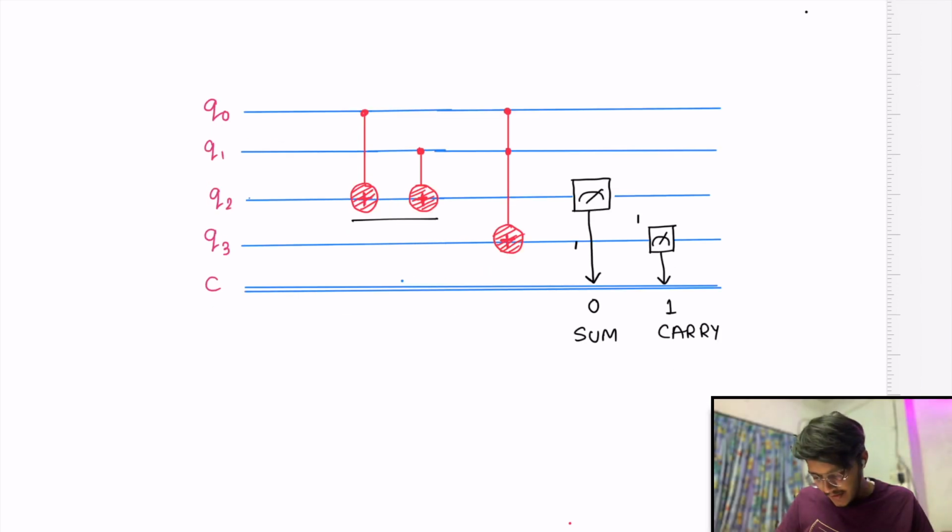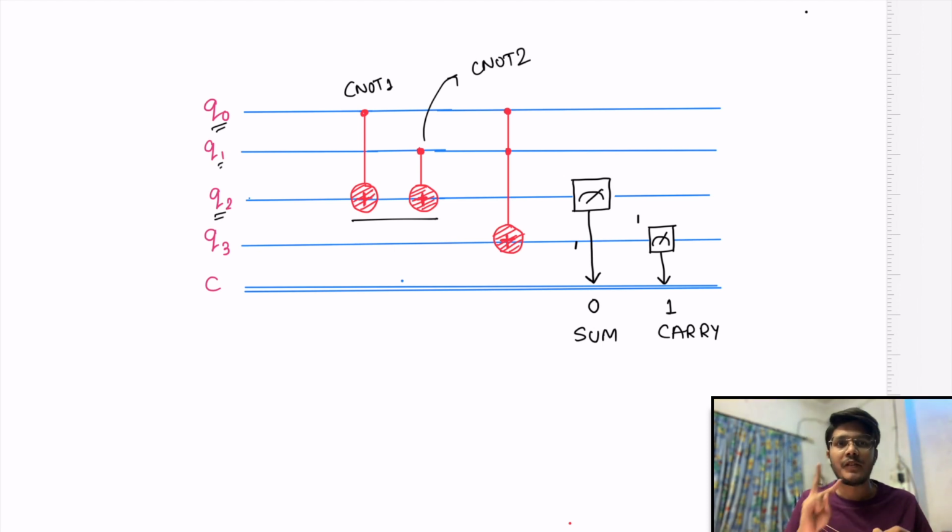Now, here you can see these two CNOT gates are dependent on two qubits. The first one I'm considering as CNOT 1, and this one is CNOT 2. Now CNOT 1 is dependent on Q0 and Q2, and CNOT 2 is dependent on Q1 and Q2. So these are two qubit gates.